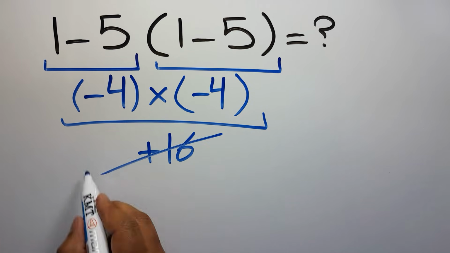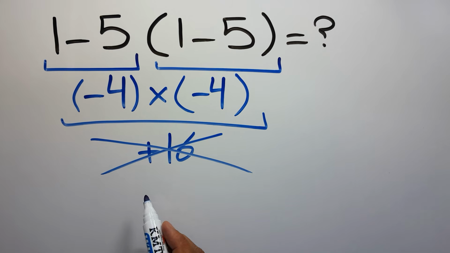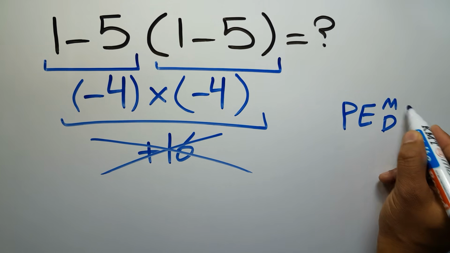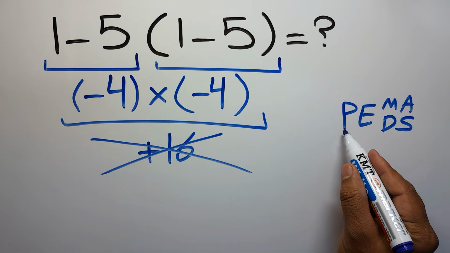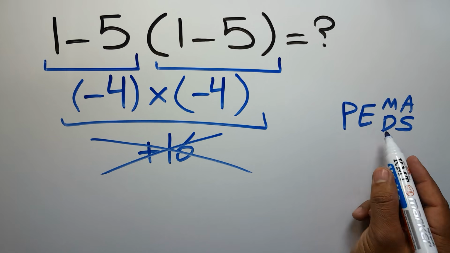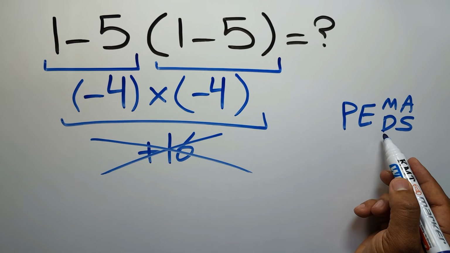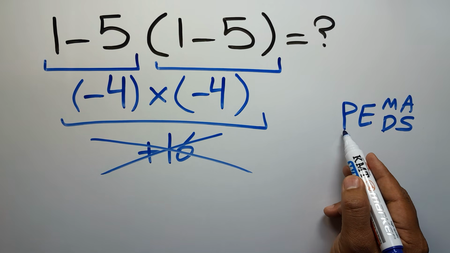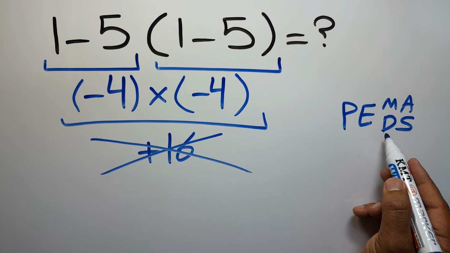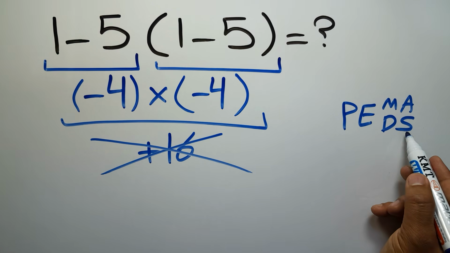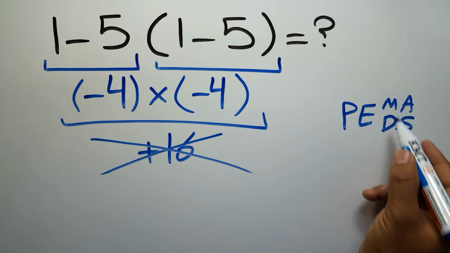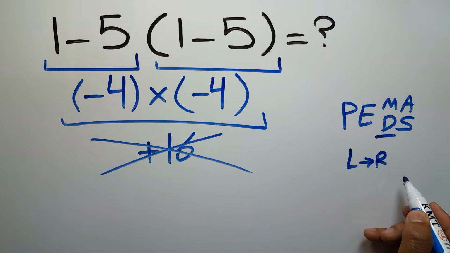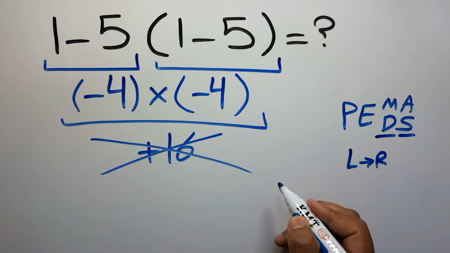But this answer is not correct, because according to the order of operations, which is PEMDAS, P stands for parentheses, E stands for exponents, M and D stand for multiplication and division, and A and S stand for addition and subtraction. First, we have to do parentheses, then exponents, then multiplication or division, and finally addition or subtraction. Remember that multiplication and division have equal priority and we have to work from left to right. And the same applies to addition and subtraction.